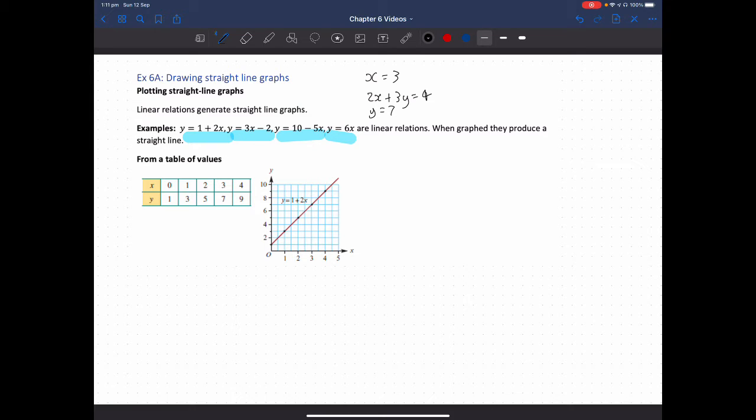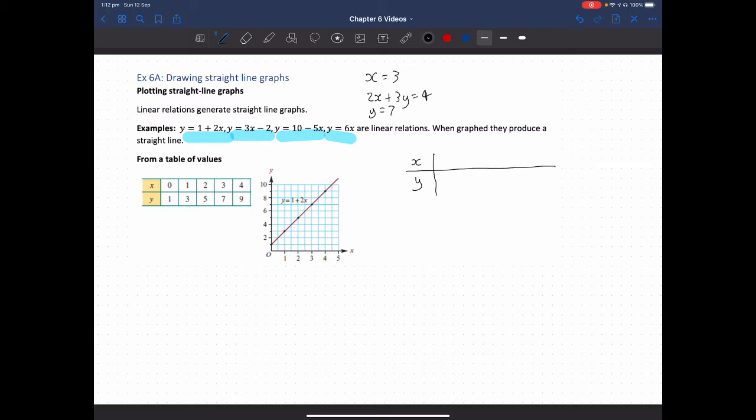On our example here, we have a table of values. That table of values consists of 5 points. I'm going to show you first how we came up with those values. The first thing I'm doing is drawing the table. The top line is going to be x values. The bottom line is going to be y values.